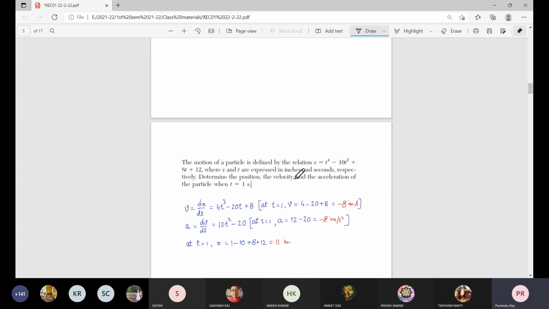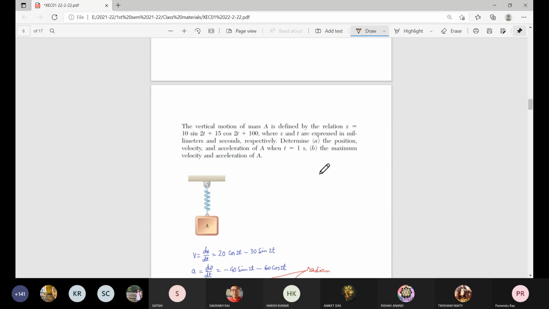So this is the simple calculation. First derivative, the velocity: put t equal to 1, find the velocity, minus 8 inch per second. Acceleration, dv/dt, 12t squared minus 20, put t equal to 1, we get this. And obviously directly in this expression, 1 to the power 4 minus 10 into 1 squared plus 8 multiplied by 1 plus 12, that is 11 inch. Now this rectilinear motion is given in terms of time, but not necessarily always in terms of time, maybe some other variable.